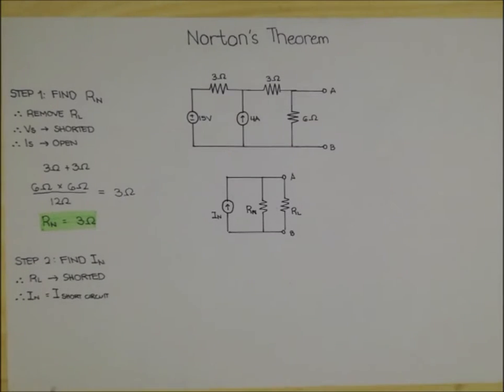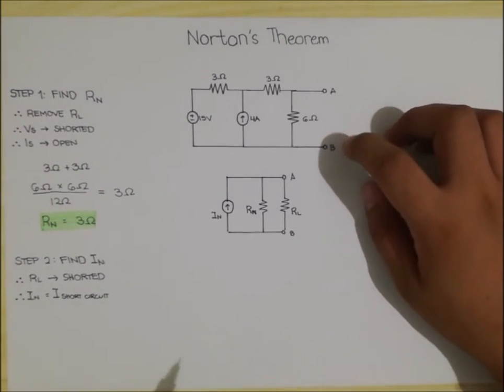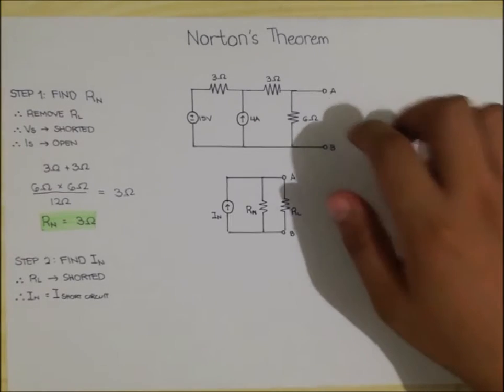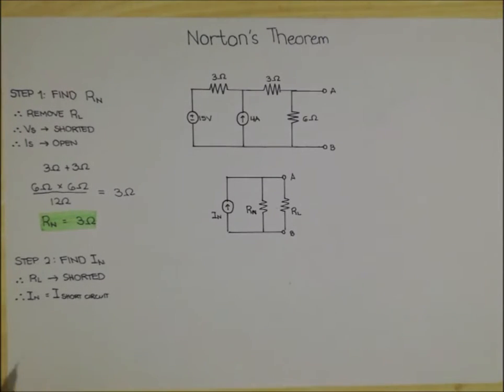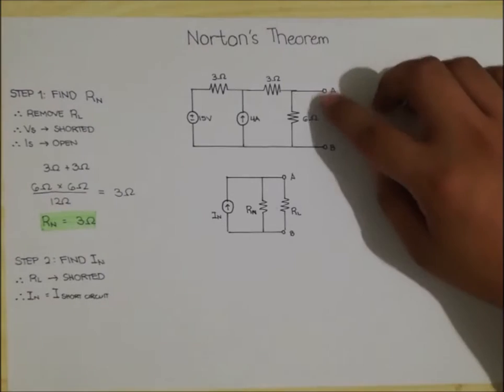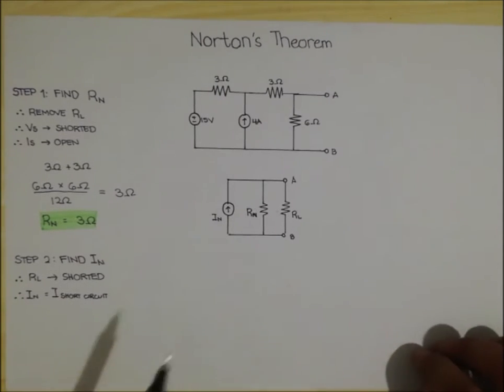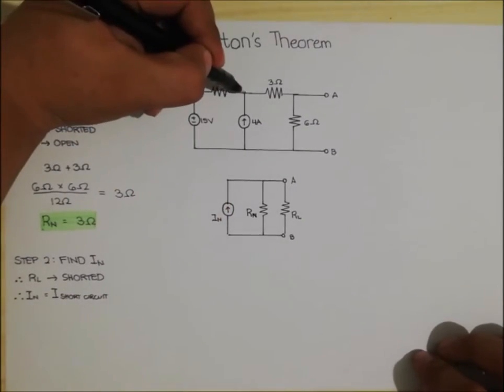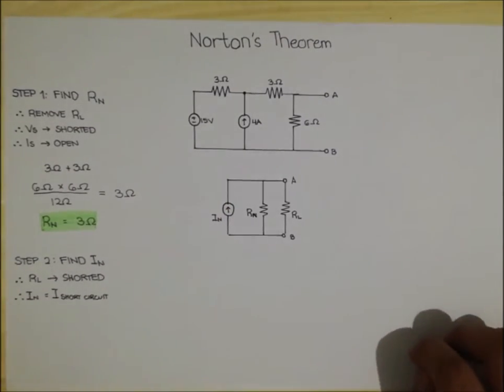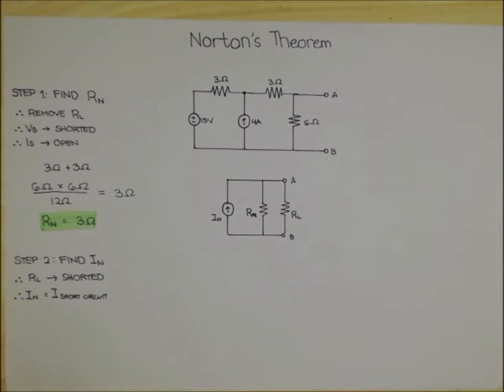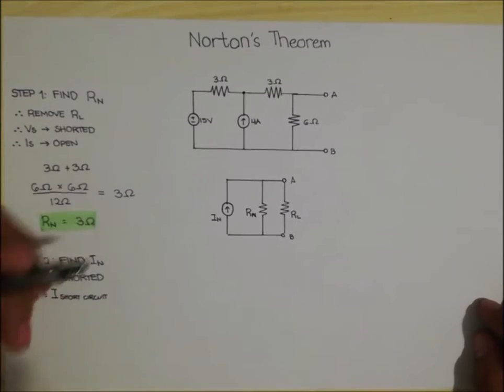The next step is finding the Norton current. Our load resistance is assumed to be shorted, and our Norton equivalent current is assumed to be the short circuit current in this. So the first step in solving for our Norton equivalent current is to find the voltage on this node. And by using nodal analysis, let us solve for the voltage within this node.